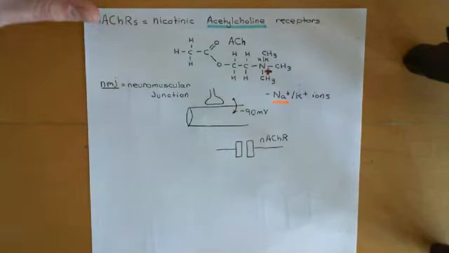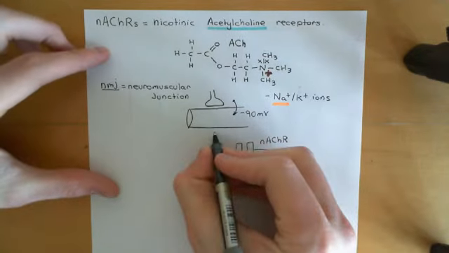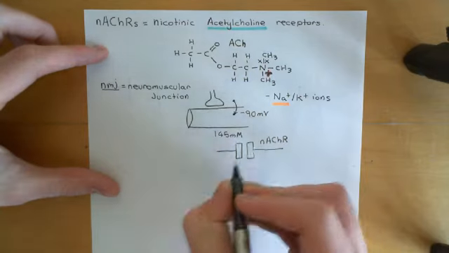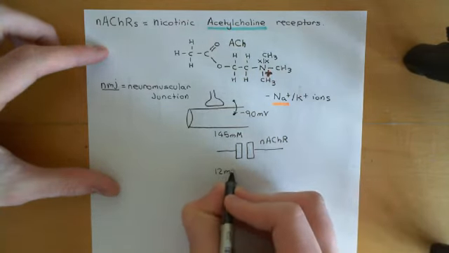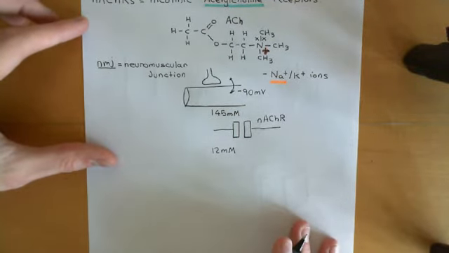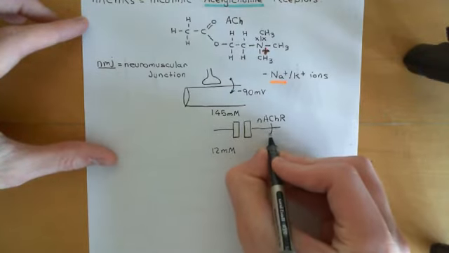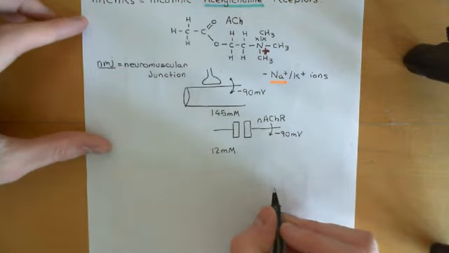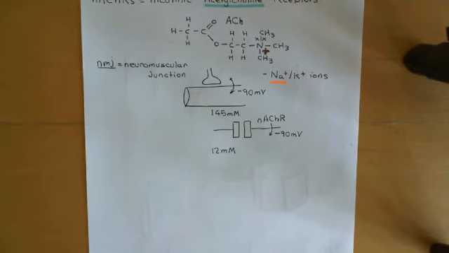Well, we know the electrical potential difference across the cell membrane, but we also need to know the concentration gradients for sodium and potassium ions across the cell membrane if we're going to work this out. Usually sodium concentration extracellularly is around 145 millimolar, whilst intracellularly sodium concentration is 12 millimolar. So that's a 12-fold gradient of sodium favouring its movement into the cell. We also know that the electrical potential difference across the cell membrane is around negative 90 millivolts, meaning that the electrical potential intracellularly is 90 millivolts lower than the electrical potential extracellularly.